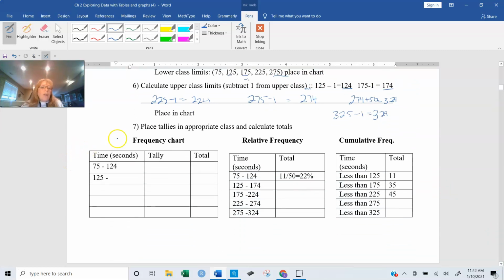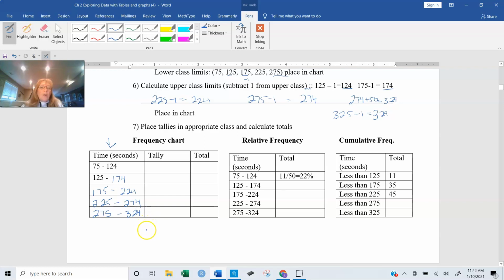Now, what we have come up with is our classes. So that was what goes in here. My first class goes from 75 to 124. My second class goes from 125 to 174. My third class, so here are your lower limits, 175, 225, and 275. Lower limits follow the same thing. So now we have the 224, and the 274 and the 324. Those are my class limits.